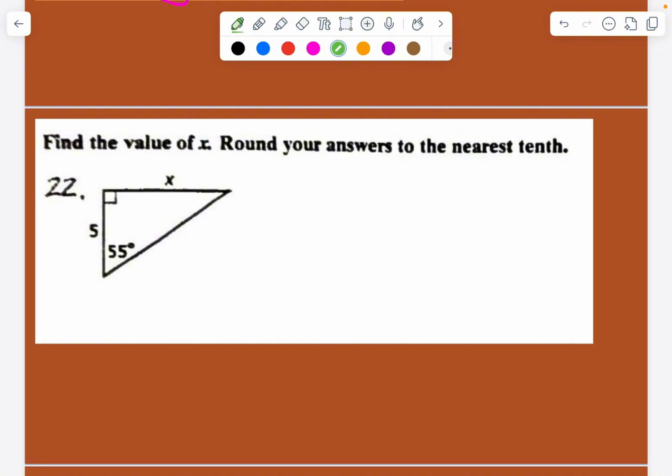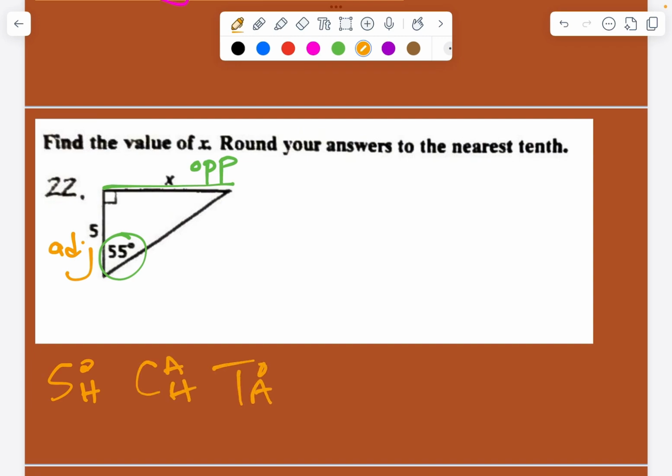22. We have our right triangle, we have a 55, and all the way across from the 55 we have X, which is going to be our opposite. We also have, next to it, a 5, which is going to be our adjacent. So whenever you do TOA, when you have opposite and adjacent, that's going to be tangent. So we're going to do the tangent of 55 equals opposite X over adjacent 5.